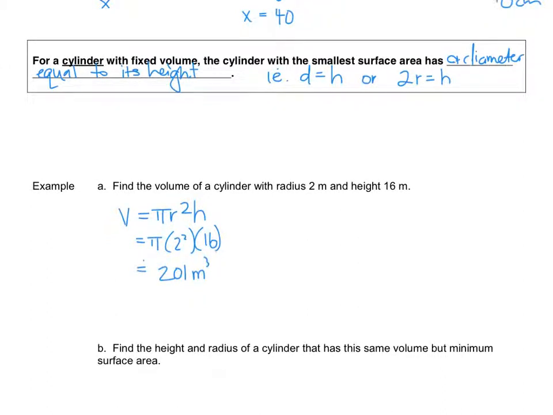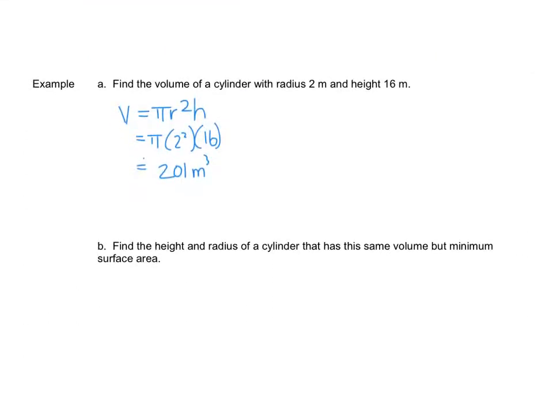Now in part B of this question, we're asked to find the height and radius of a cylinder that has that same volume, but which has the minimum surface area. So remember we said if we were trying to minimize surface area, then we need to make sure the height is twice as long as the radius, or the same as the diameter, in other words.